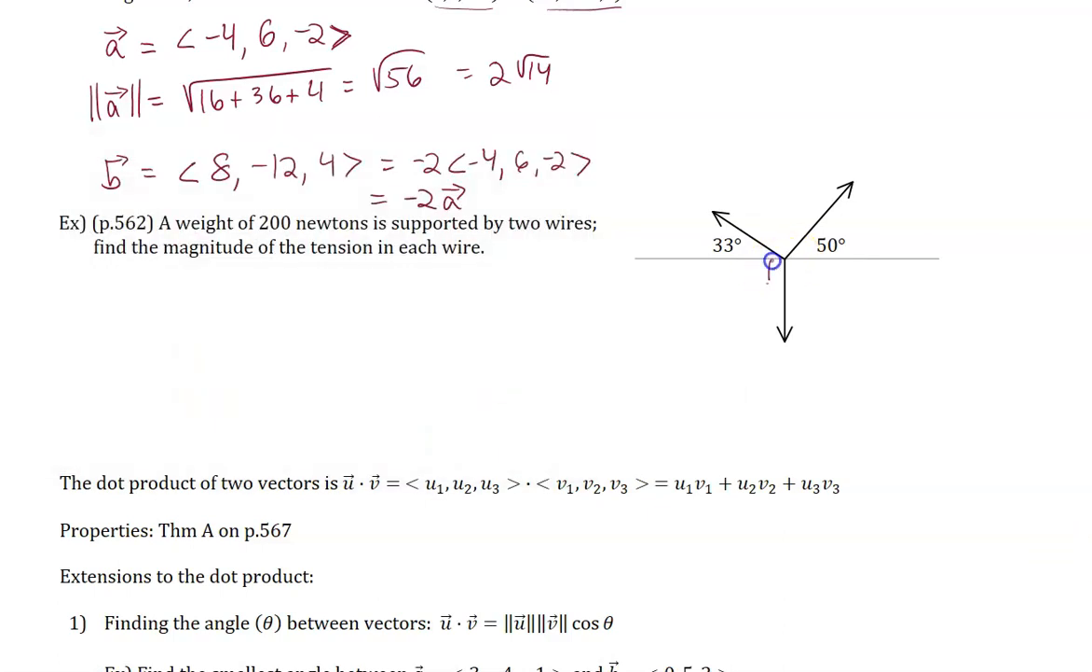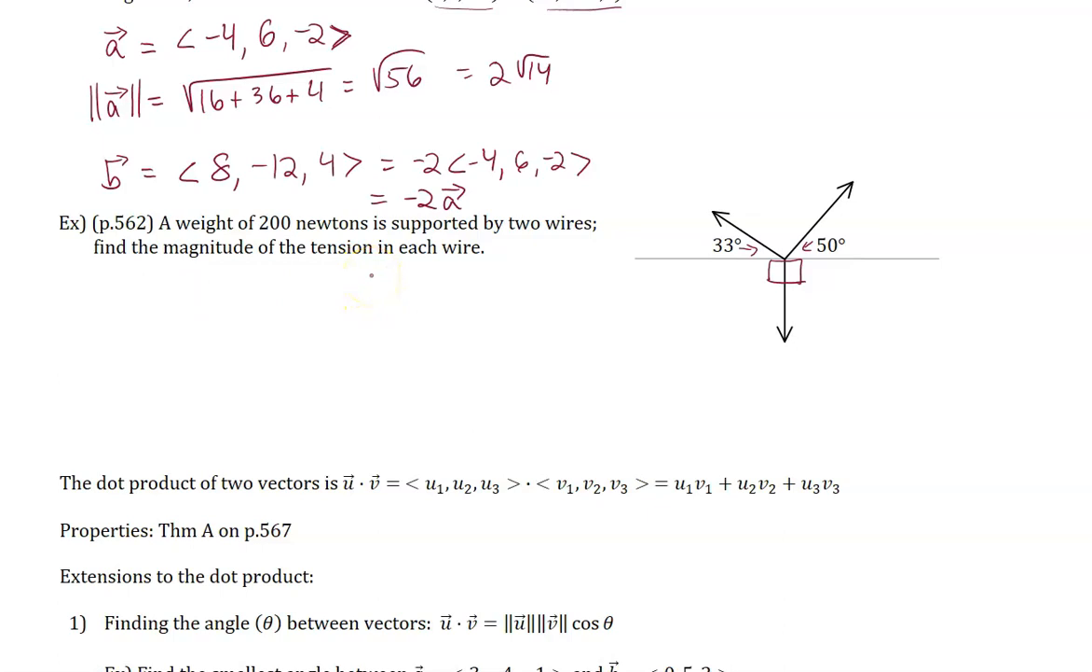Or even down here, it doesn't matter, but we've got gravity pulling the weight down, okay? And it's 200 newtons, and it's supported by these two wires. And then we also have these angles inside here that represent the angle of those wires. Because it is being supported, in other words, it's not being pulled up or pulled down or left or right, that means we have equilibrium. And really we're looking for the magnitude of the tension in each wire.